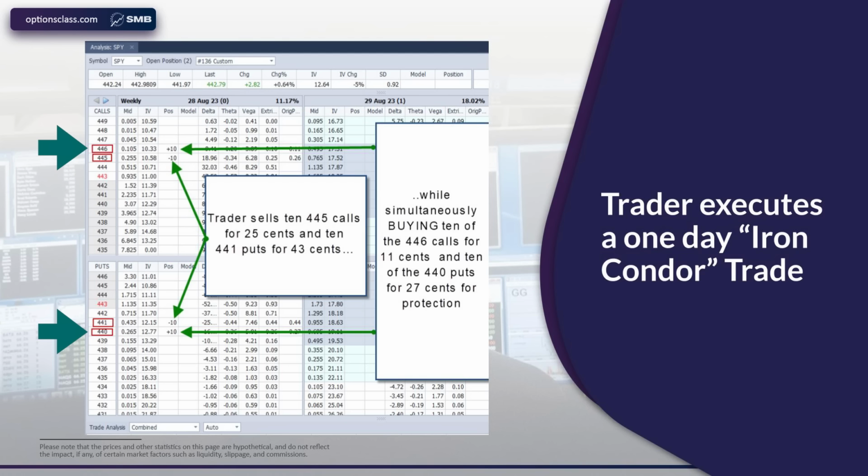Well, when you do that, selling calls above the stock's price and selling puts below the stock's price and surrounding the calls and puts that you've sold with long calls and puts farther away from the market, that entire combination is what options traders refer to as an iron condor.